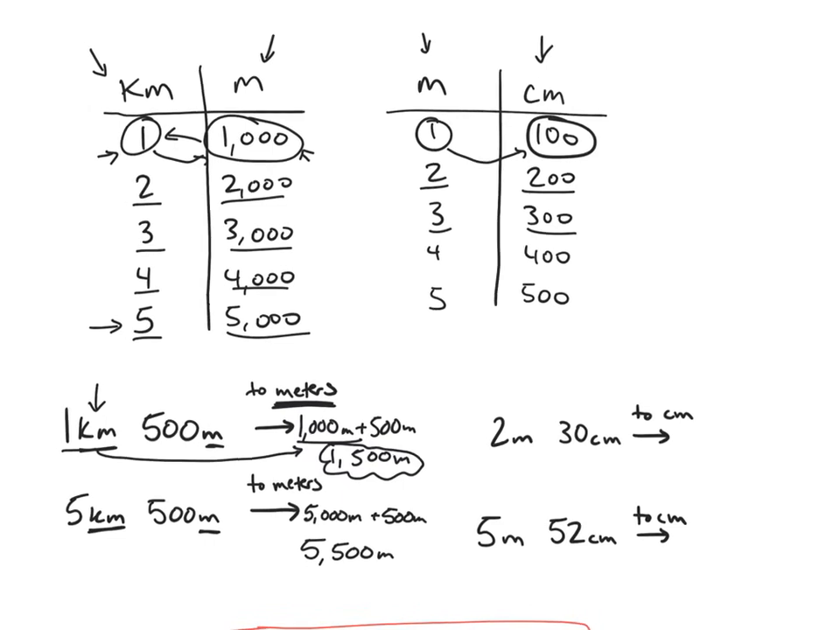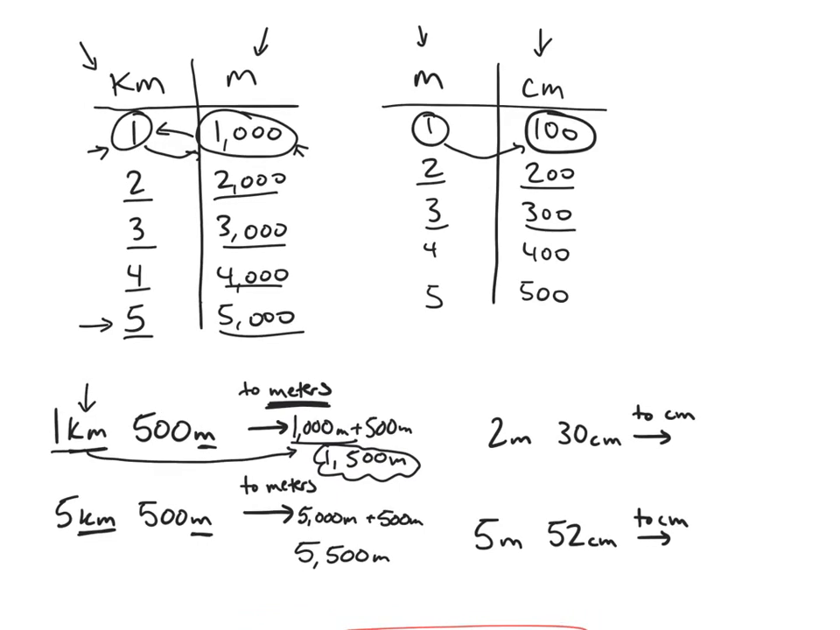Moving over to meters and centimeters, once again I have a mixed unit measurement here because I have meters and centimeters, 2 different units. And I want to convert these just to centimeters. So first I'm going to convert these meters to centimeters. I know that 2 meters equals 200 centimeters. I'm going to add in the 30 centimeters that I have in the measurement. 200 plus 30 is 230 centimeters.